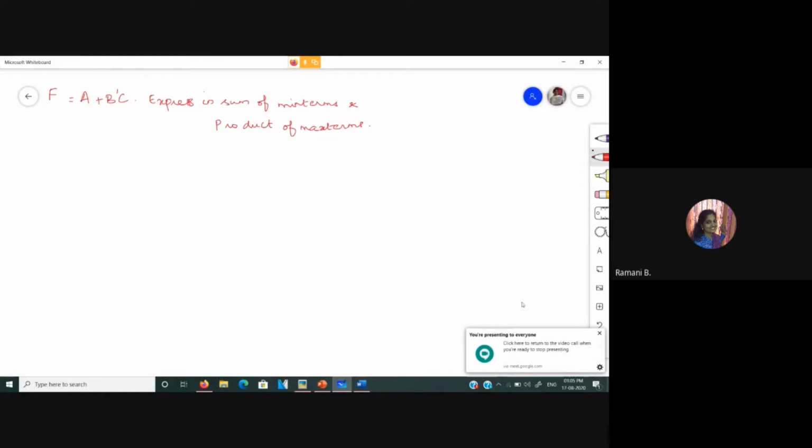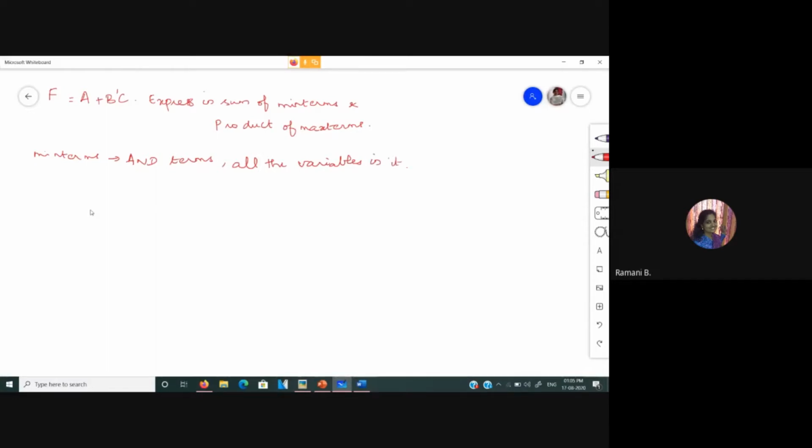So here let us consider an example. In this I have considered f is equal to a plus b bar c. Now we are to express this in sum of min terms and product of max terms. So other day I was mentioning min terms are and terms, and we have all the variables, be it in unprimed or primed form. We have all the variables in it.